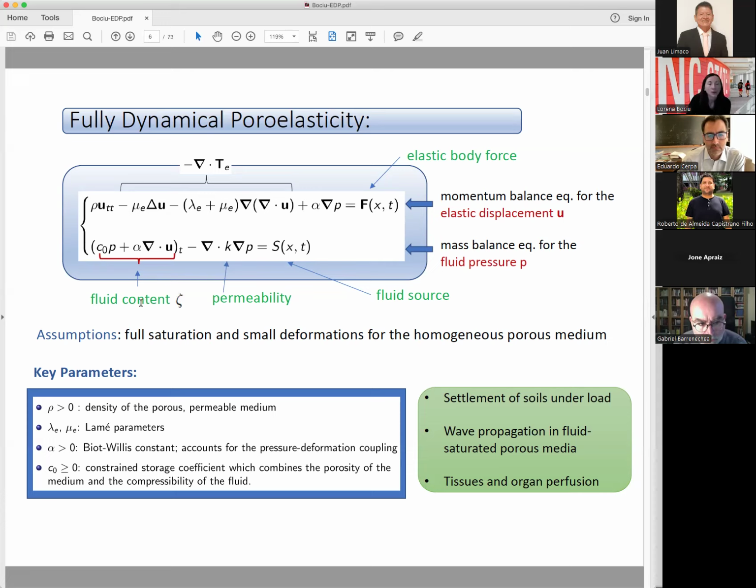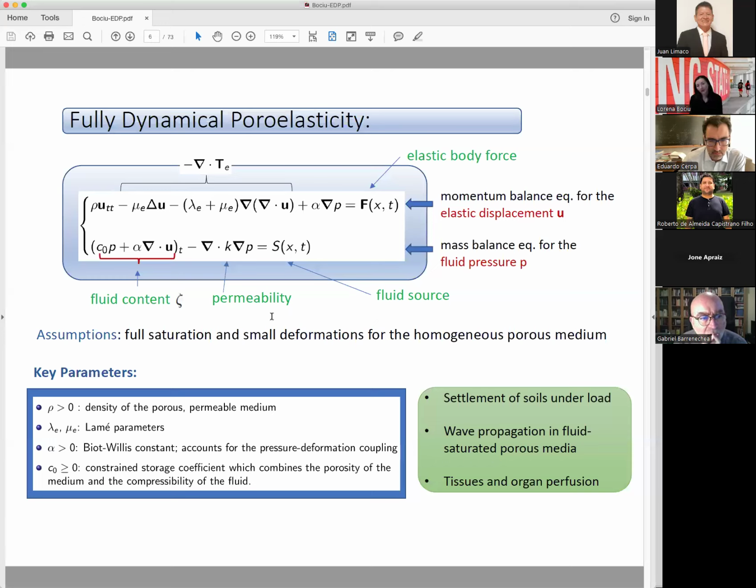The other thing to note here is the only term that's time differentiated in the second equation, right? This first term together is known as the fluid content zeta. So zeta equals C0 P plus alpha times the solid dilation. And the second term, K, shows up. This is the permeability, and I will talk more about this on the next slide.